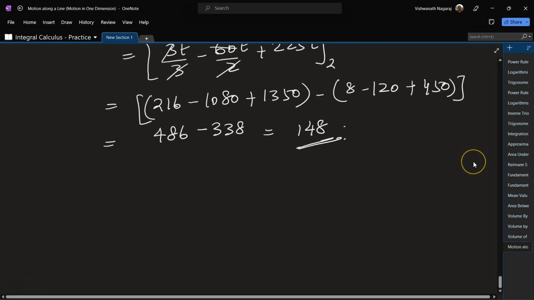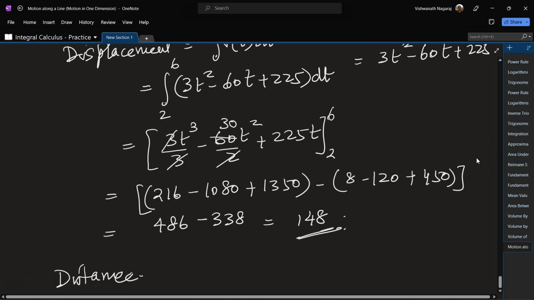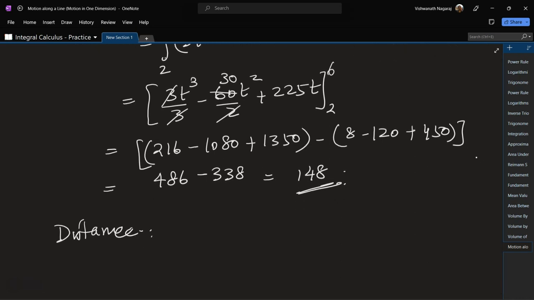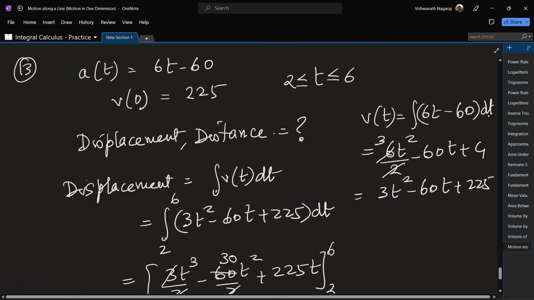This was displacement. Now, when it comes to distance, remember, when we talk of distance, we are not bothered about the direction. Whereas in case of displacement, we do bother, right? So, what do we do? The expression for evaluating the distance is the integral of the absolute value of v of t dt. And this would be from where to where? 2 to 6.